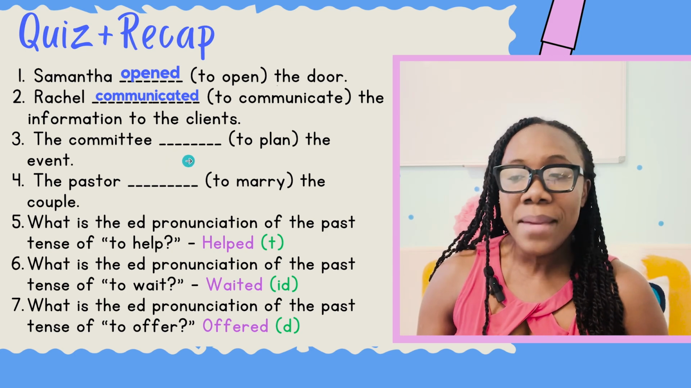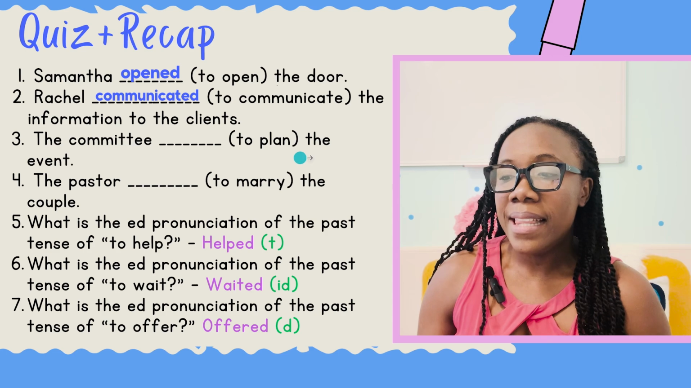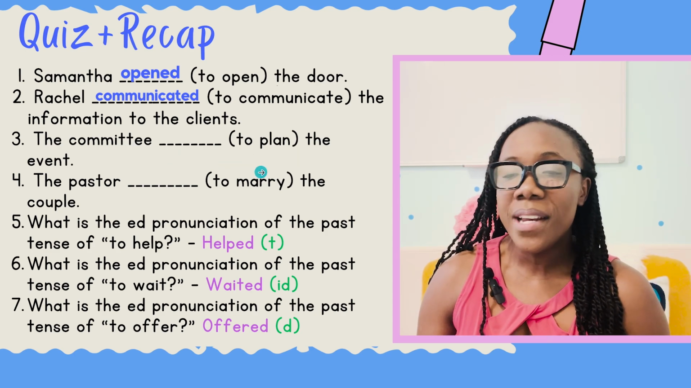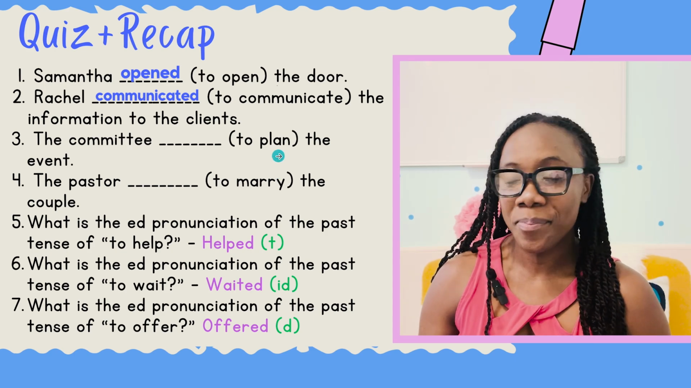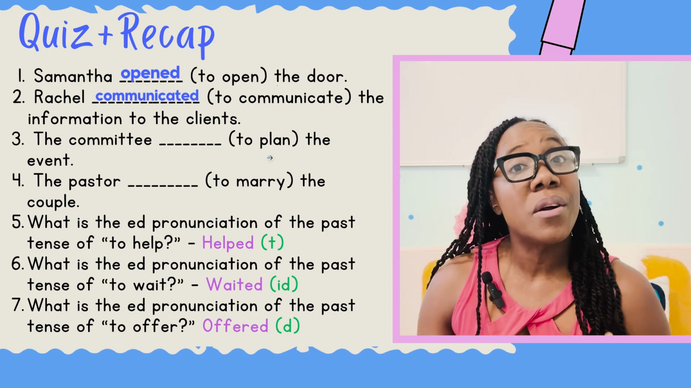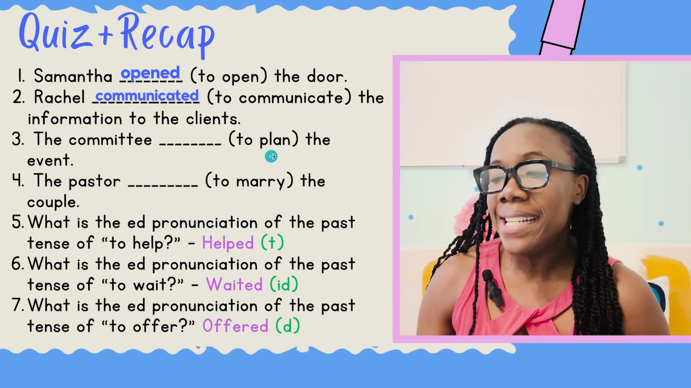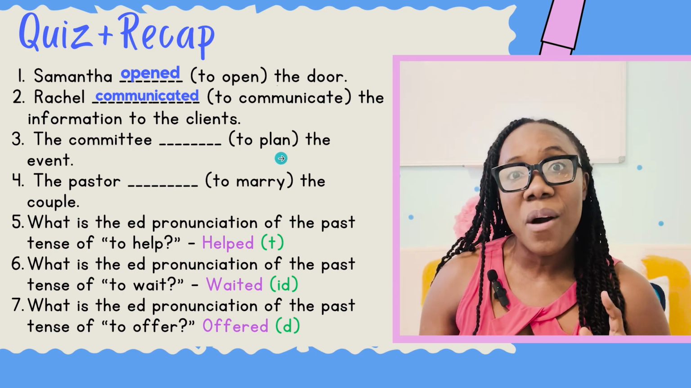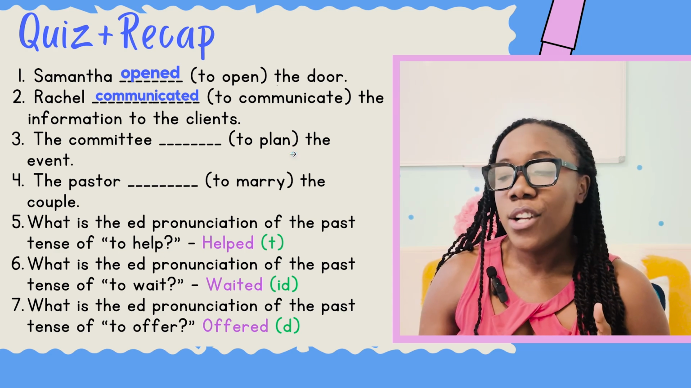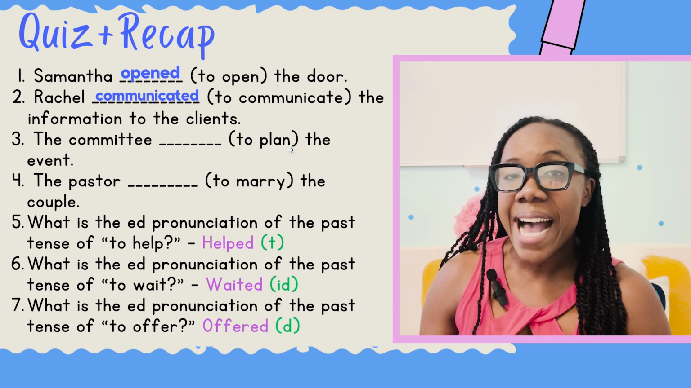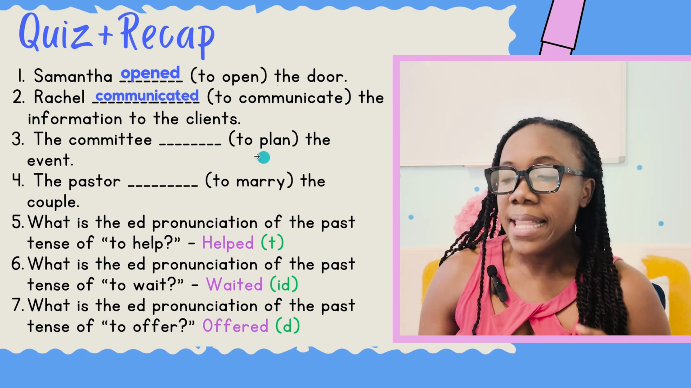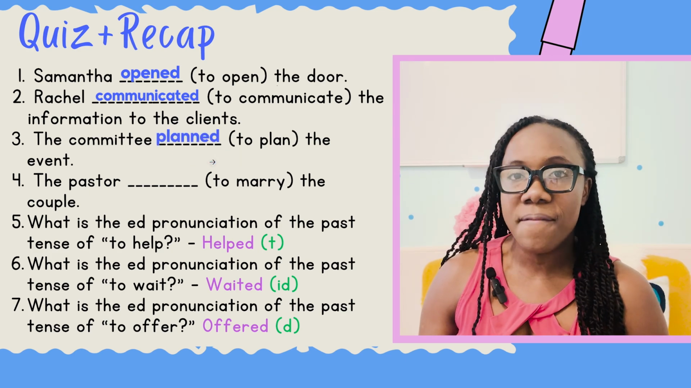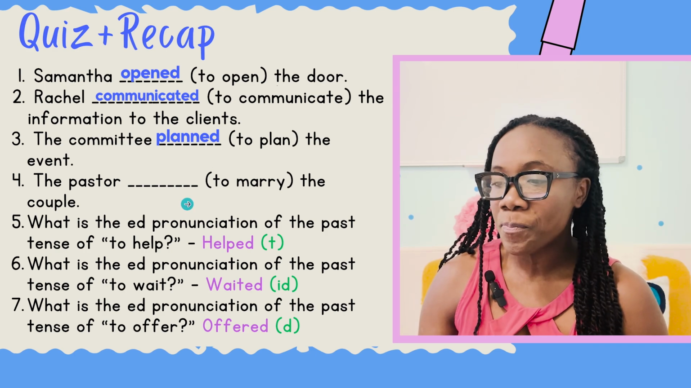Number 3, the committee blank the event. And the verb is to plan. What is the past tense of plan? Plan is also a regular verb, but it has the CVC structure. L is a consonant, A is a vowel, N is a consonant. So we're therefore going to double that last letter, which is the N. The answer is the committee planned the event, double N.